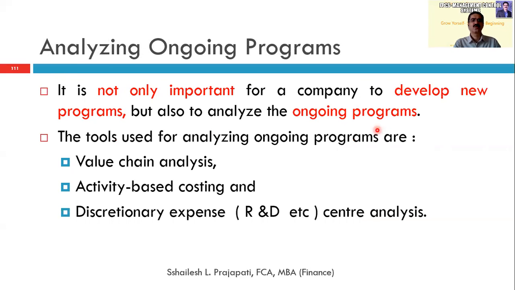Friends, lastly, we will do analyzing the ongoing programs. It is not that once it is done, nobody will monitor. It is not only important for a company to develop a new program, but also to analyze ongoing programs. So every month or quarter, we need to review them. The tools used for analyzing ongoing programs are valuation analysis, activity-based costing, and R&D expenses center analysis. Friends, we will have separate videos on these three things, because they are part of our other videos. Till then, friends, today we are through with strategic planning and formulation.